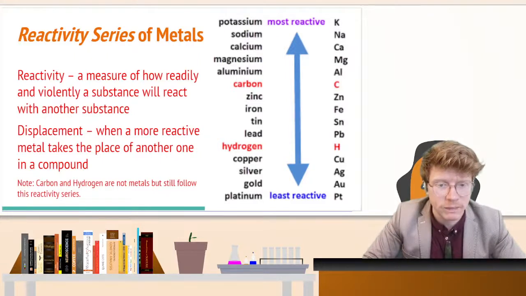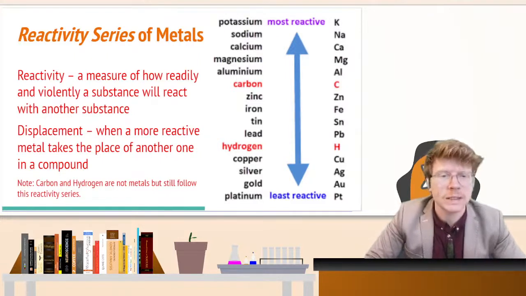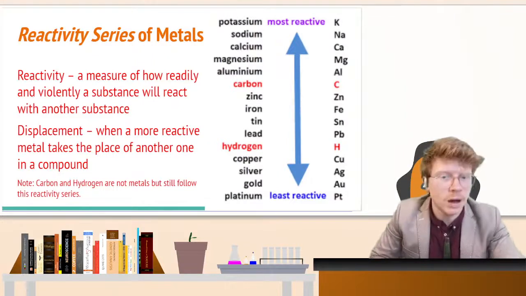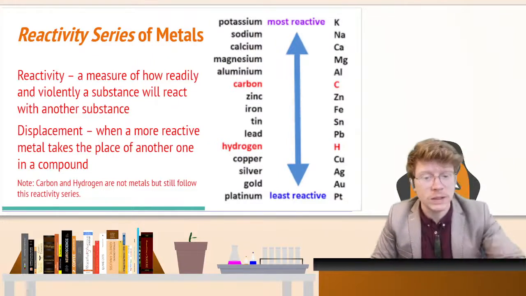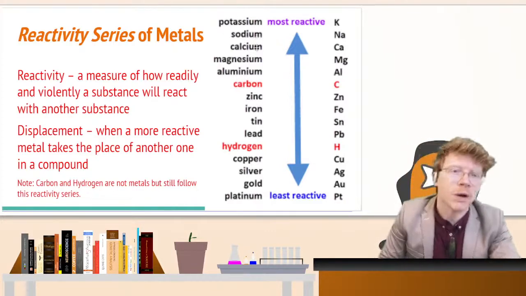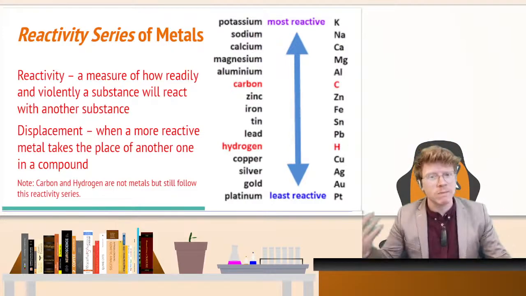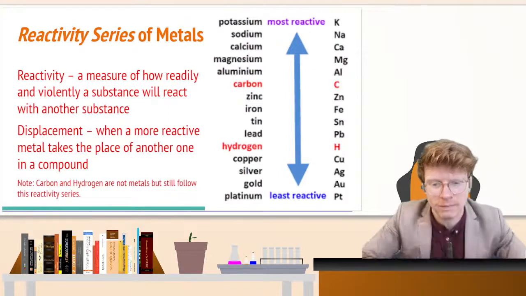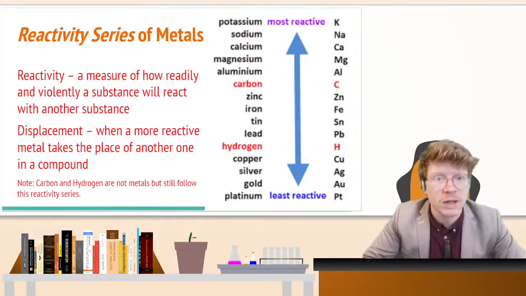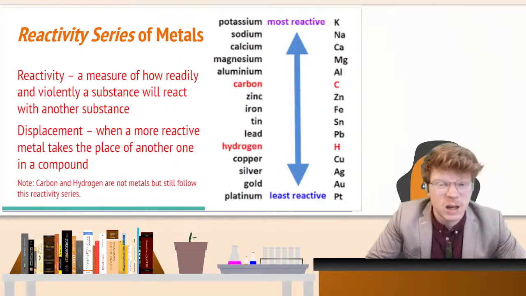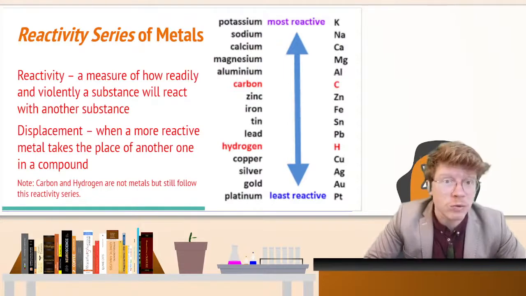Let's use copper for example. Copper is not going to displace magnesium from a compound because copper is lower down than magnesium is. On the other hand, sodium will displace iron. If you've got an iron compound and sodium gets dropped in, sodium's going to replace it, right? Because sodium is more reactive. It's going to displace that cation. It's going to kick it out, right? Carbon and hydrogen aren't metals, but they still follow these rules. So that's kind of the general gist of things.